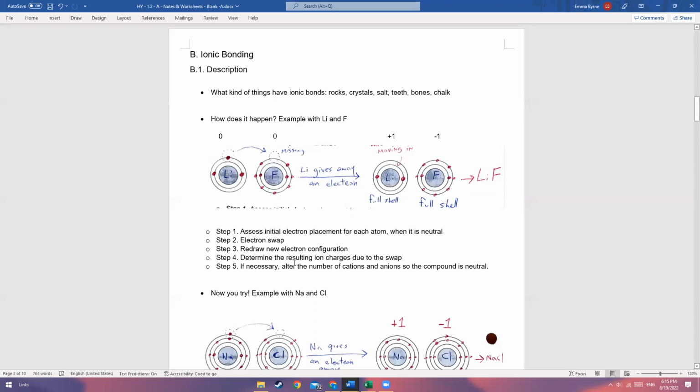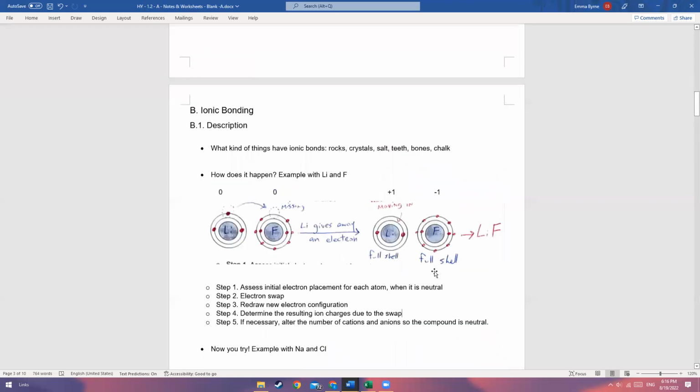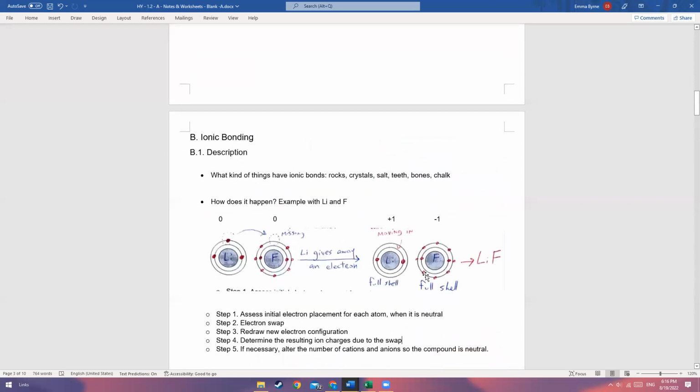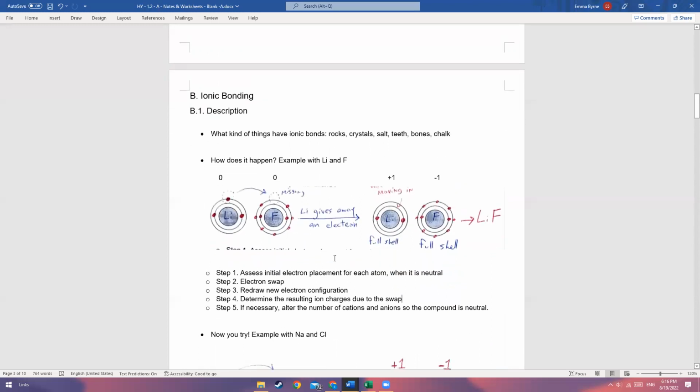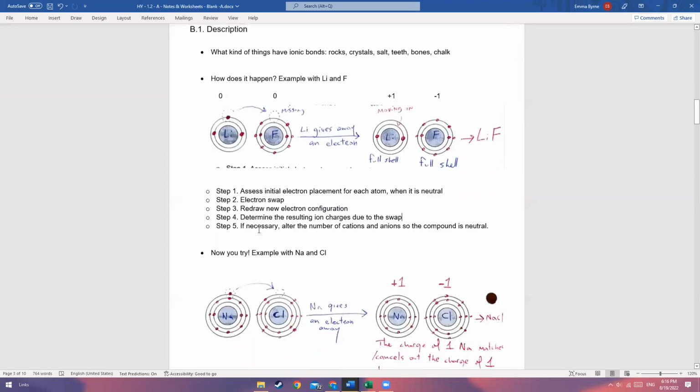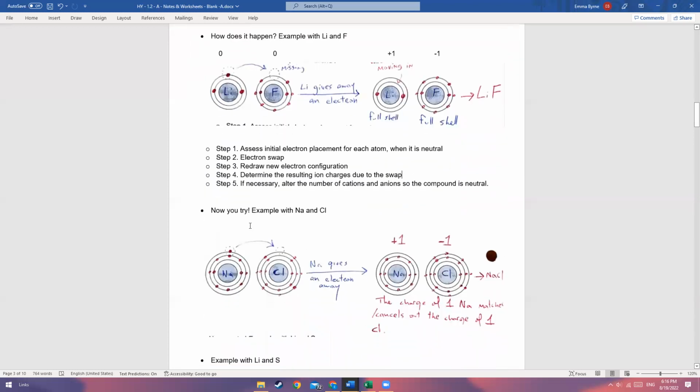So that's our first example. Now, taking into consideration everything we just did, give the second problem a try with sodium and chlorine. You can pause the video and work through that. For the sake of continuing on, I will come through and explain the solution right now.